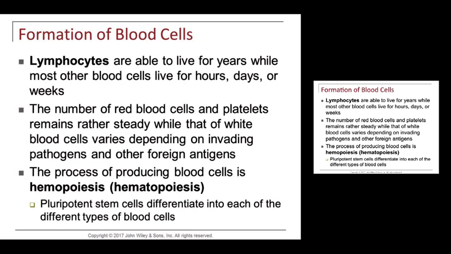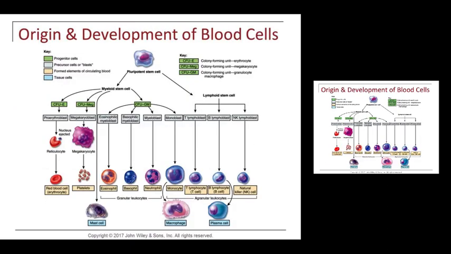Pluripotent stem cells differentiate into each of the different types of blood cells. So if we look here, you can see that we have a pro-erythroblast that will lead into an RBC. But before it becomes an RBC, there's the reticulocyte. And on blood tests, sometimes they'll look at the reticulocyte count. You see that it has a nucleus, but then it ejects it. After it ejects the nucleus, it then becomes the red blood cell that is anucleated.